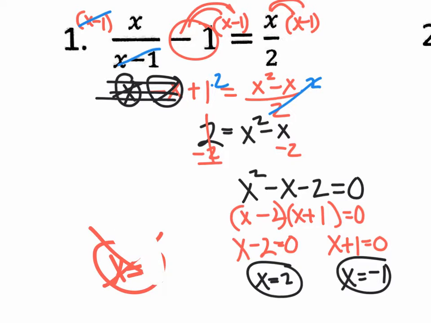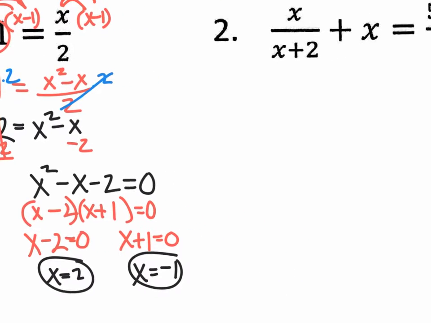We didn't have positive 1 as an answer. I'm just saying if we did have positive 1 as an answer, it would be called extraneous because it would cause it to become undefined. Let's move on to number 2 over here.